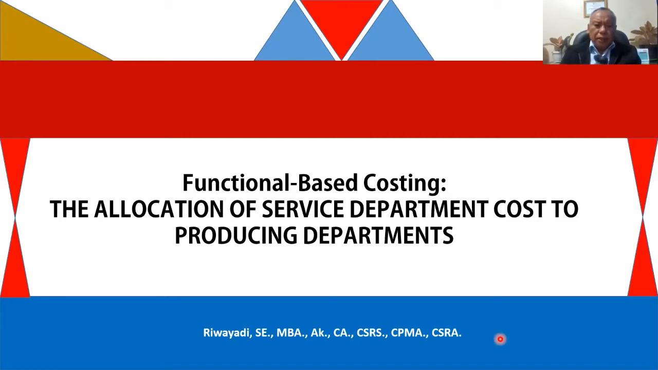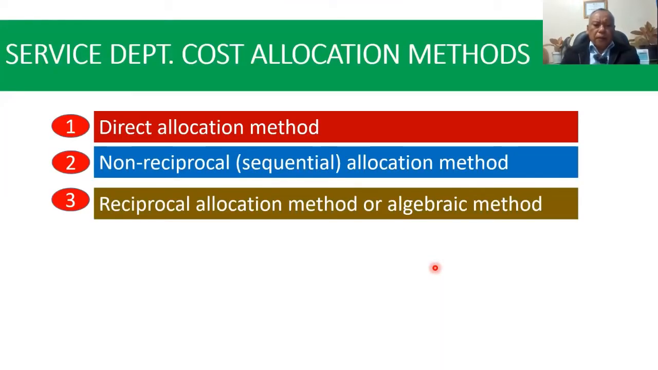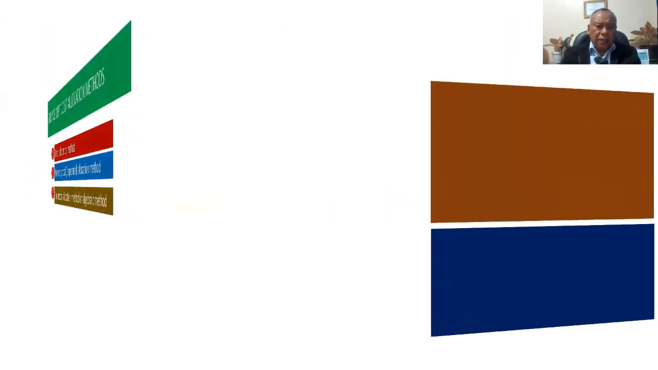Actually, there are three methods of service department cost allocation. The first method is the direct allocation method. The second is the non-reciprocal or sequential allocation method. And the last is the reciprocal allocation method, or algebraic method. Now we will discuss the first method, the direct allocation method.